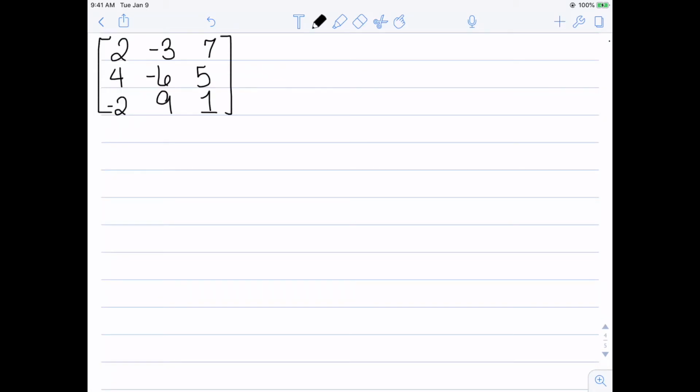Let's repeat this for a much smaller matrix. This time I'm going to do a 3 by 3. My first row will stay the way it is. And to get a 0 in the second row, I need to do -2 row 1 plus row 2. That'll give me -2 times 2 is -4 plus 4 is 0. -2 times -3 is 6 minus 6 is 0. And -2 times 7 is -14 plus 5 is -9.